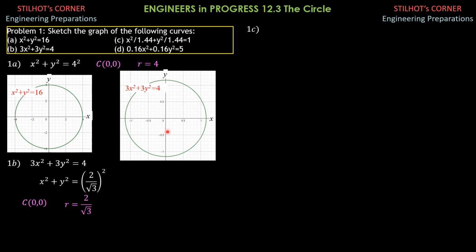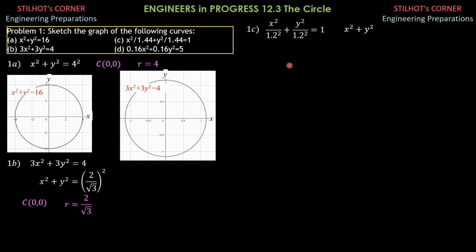And part C, x squared over 1.44, where 1.44 is 1.2 squared. So x squared over 1.2 squared plus y squared over 1.2 squared equals 1. The fact that the coefficients of the second degree terms are equal gives us the idea that the given equation is represented by a circle with center at the origin. So to easily detect that it's a circle, we transform this into the standard form of the equation of a circle by multiplying everything by 1.2 squared.